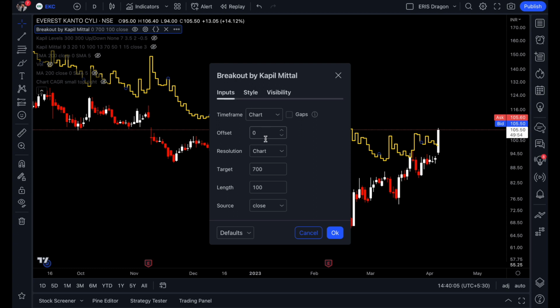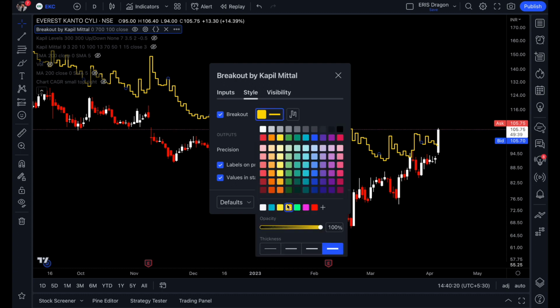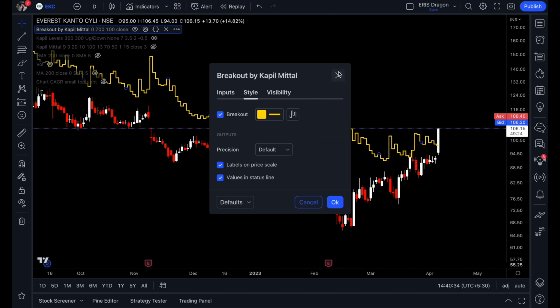Offset should be 0, target should be 700, length should be 100, and source should be close. Make sure the gaps option is not checked. On styles, you can style it any way you like. I usually like it with a yellow, thick line. So you can change the width of the breakout indicator line, and from here you can change the color. Also, here make sure that the graph is on the step line option.